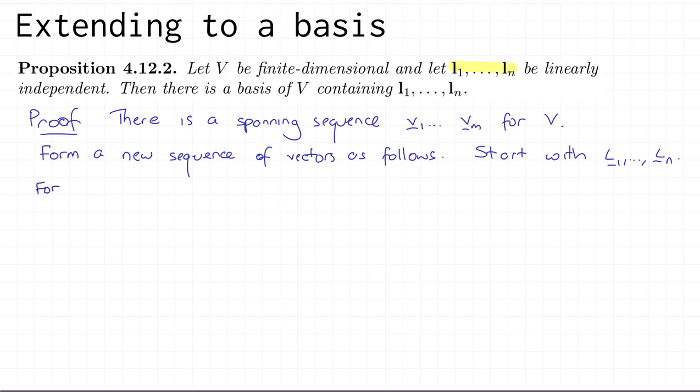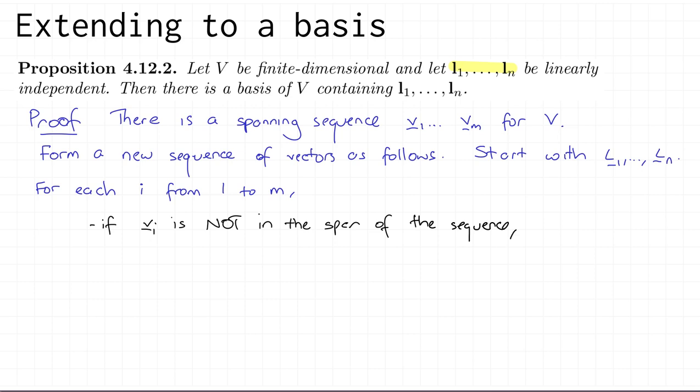So for each of V1, V2, well, let's put this slightly differently. For each i from 1 to m, we're going to do the following. So if Vi is not in the span of the sequence, then add it.